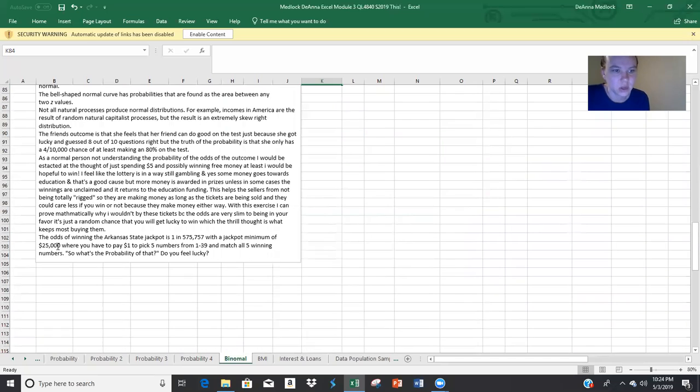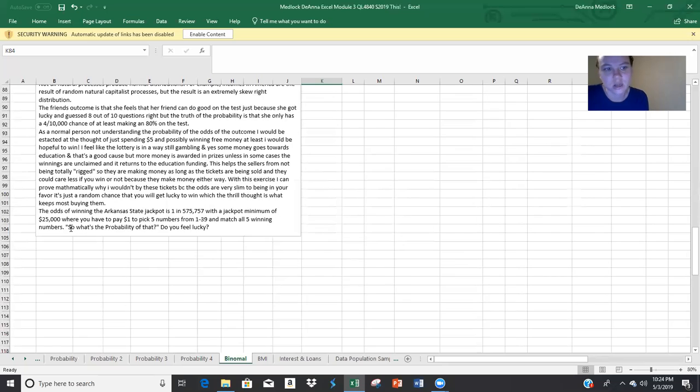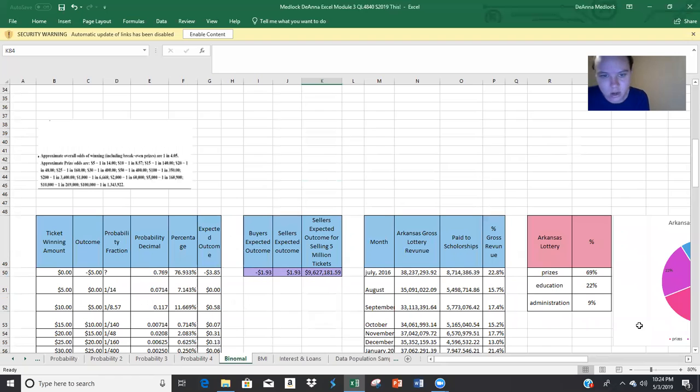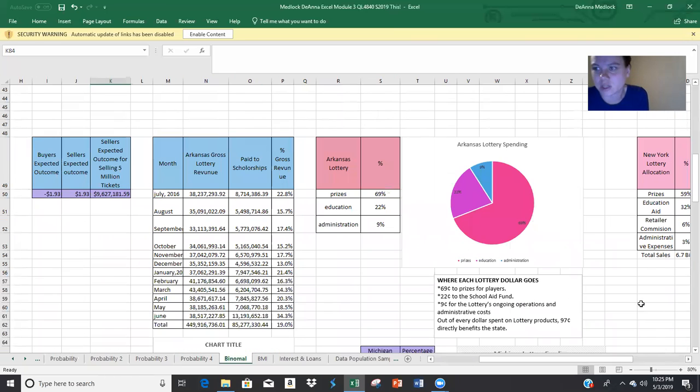So the odds of winning the Arkansas State jackpot are 1 in 575,757, with a jackpot minimum of $25,000, where you have to pay $1 to pick 5 numbers from 1 to 39 and match all 5 winning numbers. So what's the probability of that? Do you feel lucky? And so over here, we just showed some of the spending money.